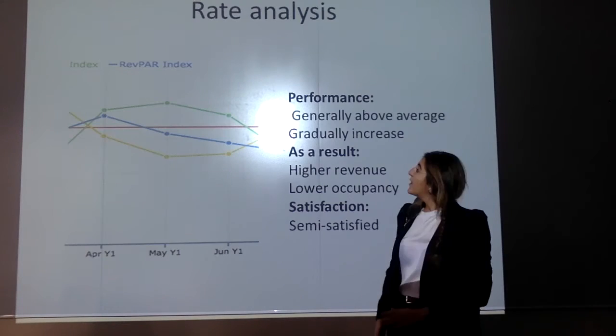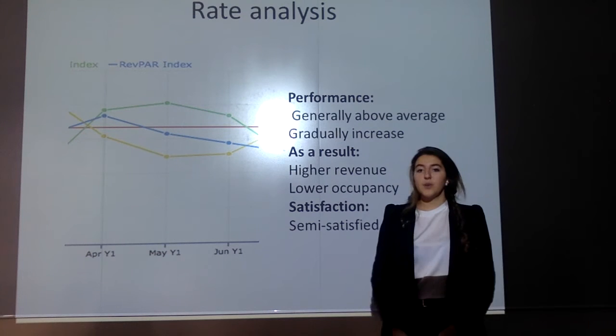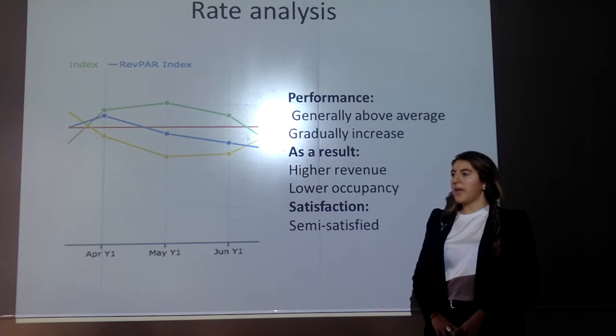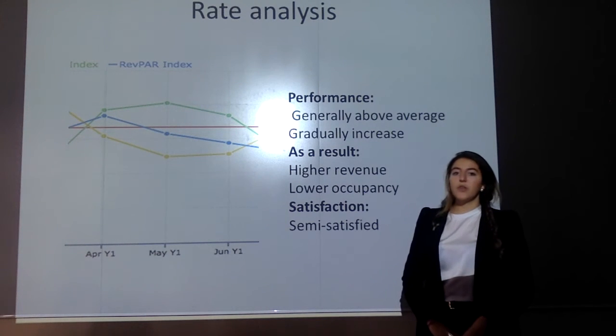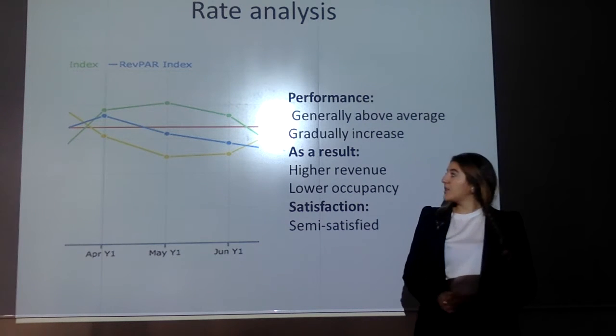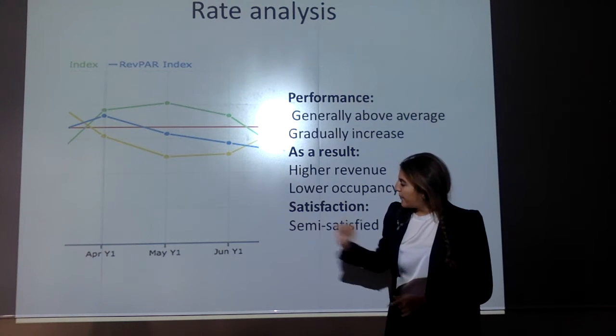So now for the quarter 2. The quarter 2 was actually our best quarter. It includes April, May, and June. The performance was generally above average, gradually increased. As you can see, the ADR highly increased for May.